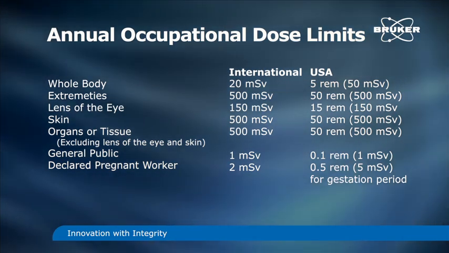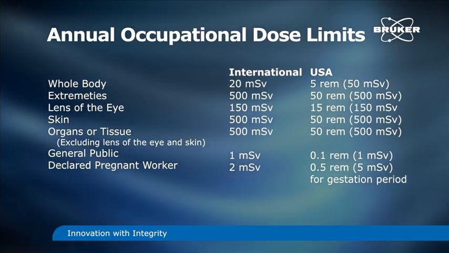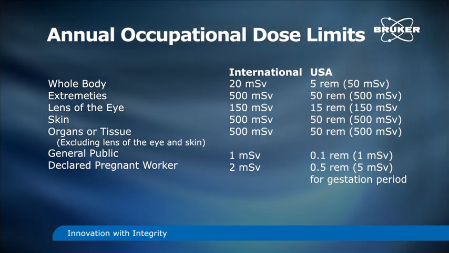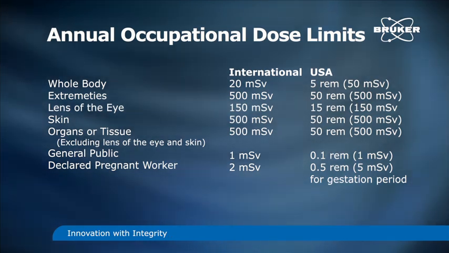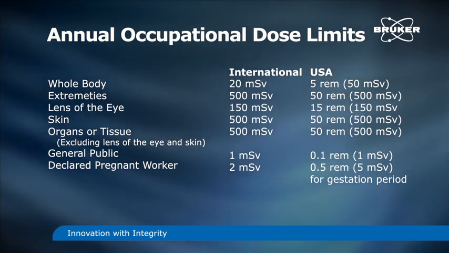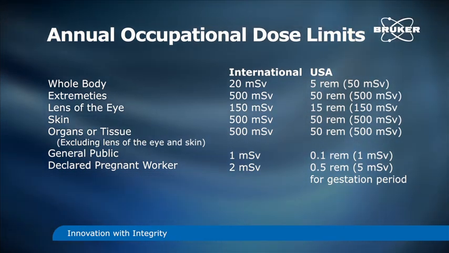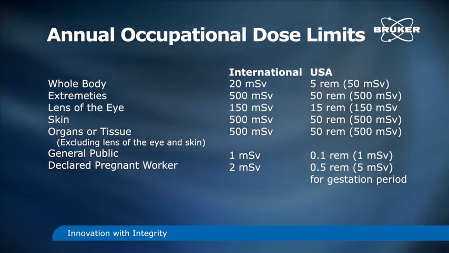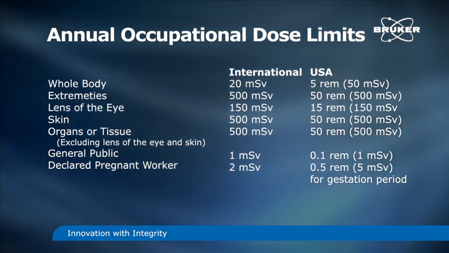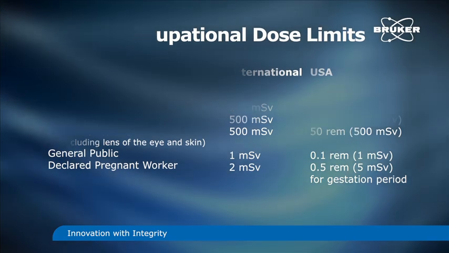Internationally, the dose limit to the whole body is 20 millisieverts per year, and the limit for the declared pregnant worker is 2 millisieverts for the term of the pregnancy. Limits to the extremities, the lens of the eye, the skin, organs or tissues, and the general public are identical to those in the U.S. The dose received by X-ray workers is typically between 0 and 100 millirem per year, or 0 to 1 millisievert per year.